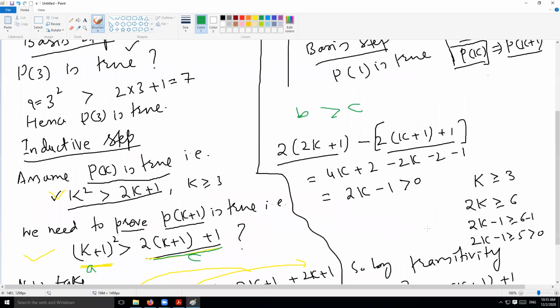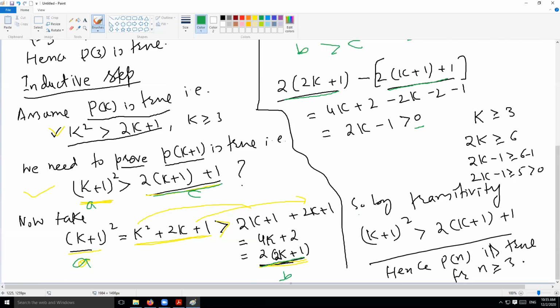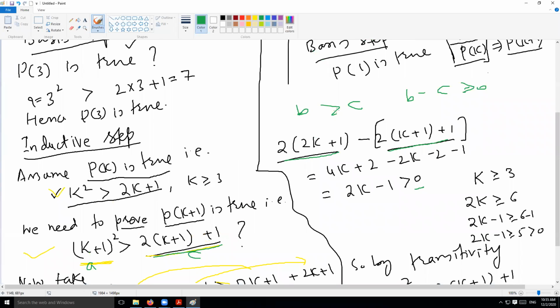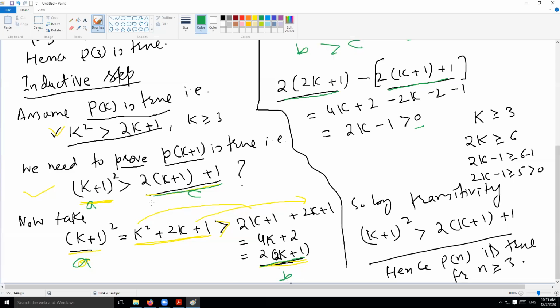And how can I prove that B is bigger than C? In order to prove that B is bigger than C, you need to prove that B minus C is bigger than 0. And that's what I have done. I took B and I subtracted C, and I proved that it is bigger than 0. So this shows that B is bigger than C. Now, since A is bigger than B and B is bigger than C, therefore by transitivity A is bigger than C. So I got the inequality that I want.